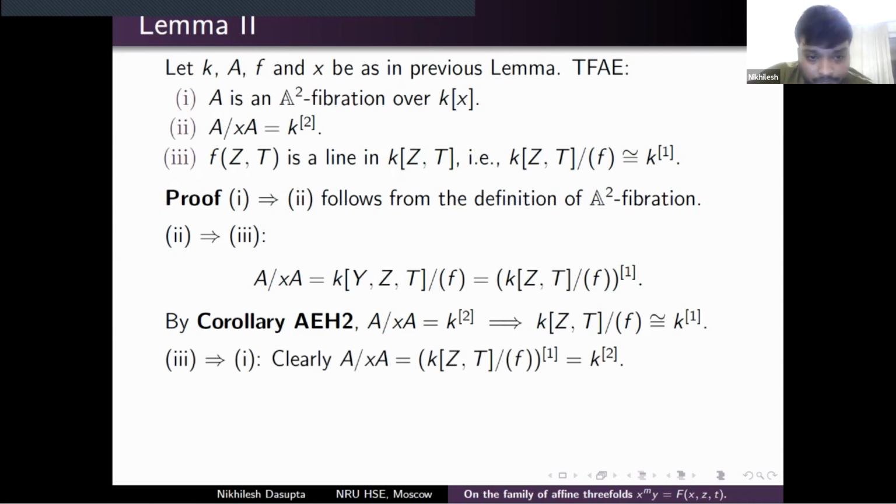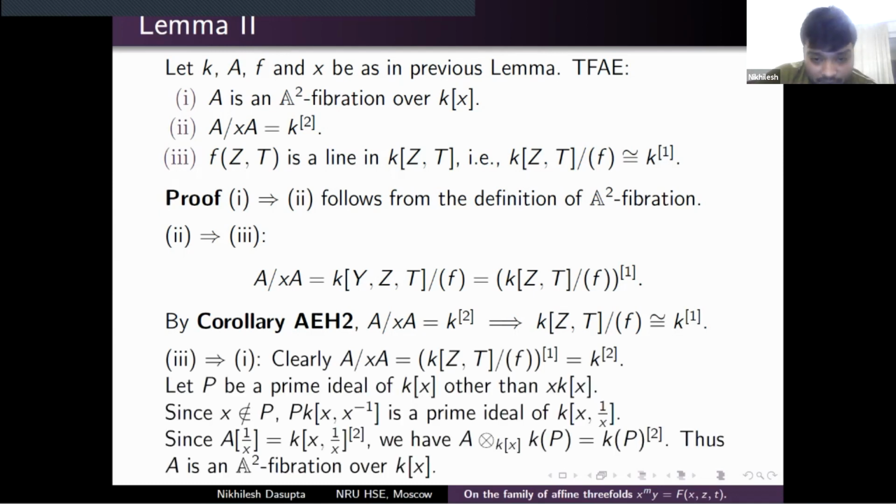3 implies 1. F(Z,T) is a line. So what is A mod XA? This always holds. A mod XA is K[Z,T] mod F, with 1 more variable. So if K[Z,T] mod F is a line, K[Z,T] mod F is K^1, so A mod XA is K^2. Well, now I have to show for every prime ideal the fibers are preserved correctly. So let P be a prime ideal of K[X] other than X K[X], because for this A tensor K_P is isomorphic to A mod XA, which is K^2.